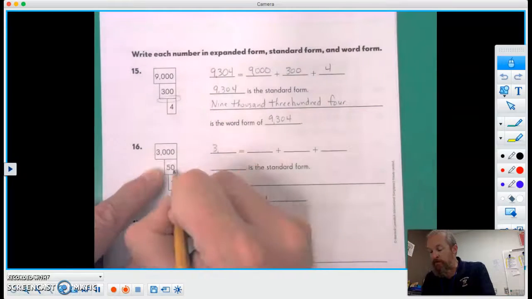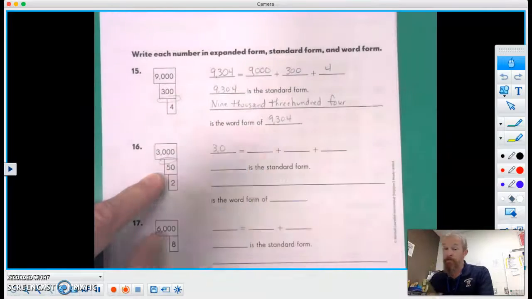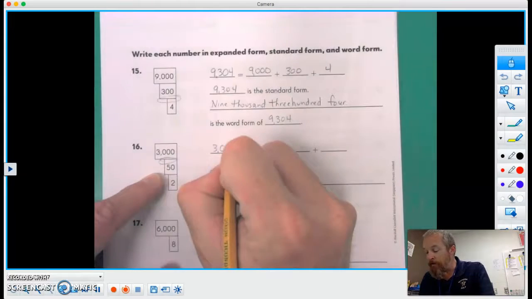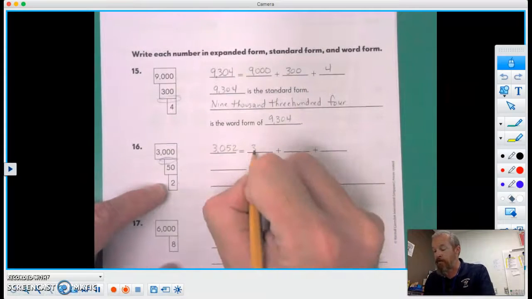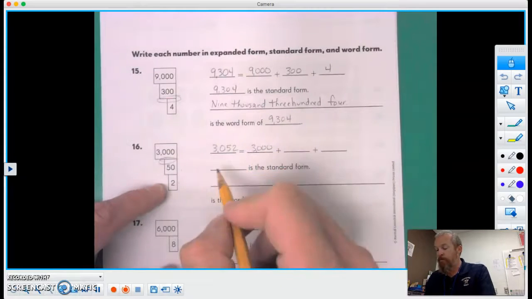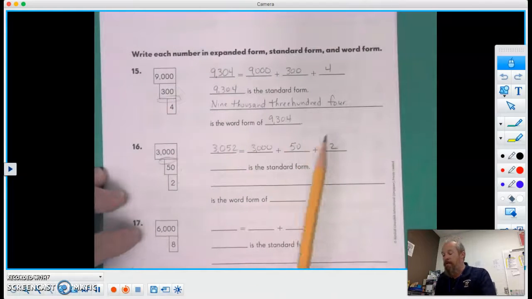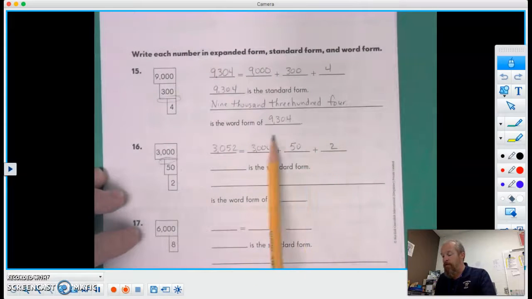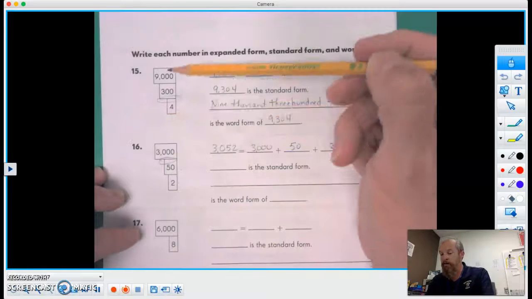All right, here we go. 3 in the thousands. We don't have any hundreds this time, so we put our 0 in there for place value. And we have a 5 in the tens and a 2 in the ones. So we have 3,000 plus 50 plus 2. If you look at both of these, these numbers are really the same, right? You see that?